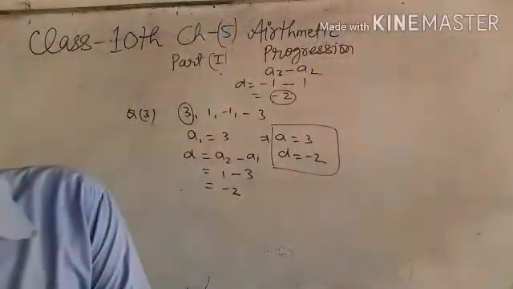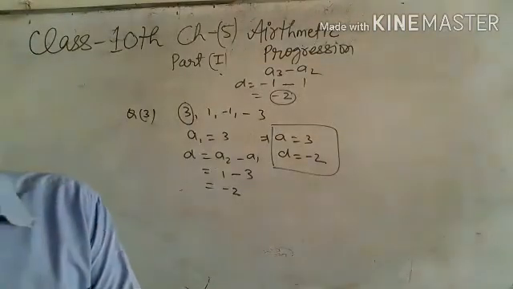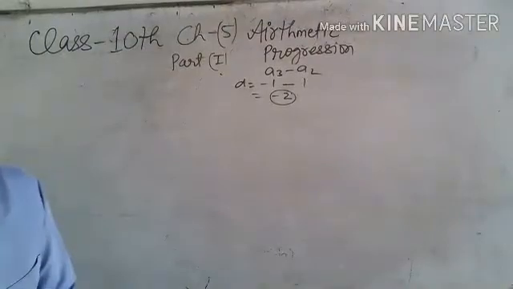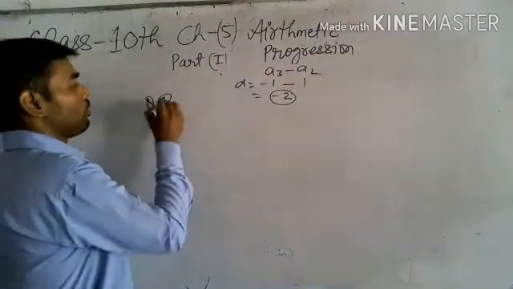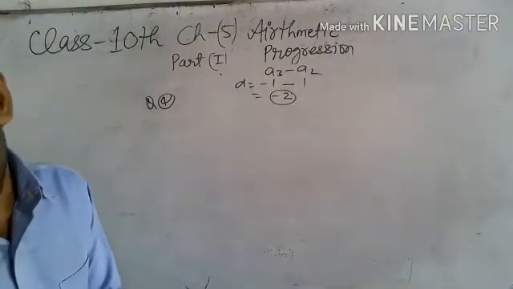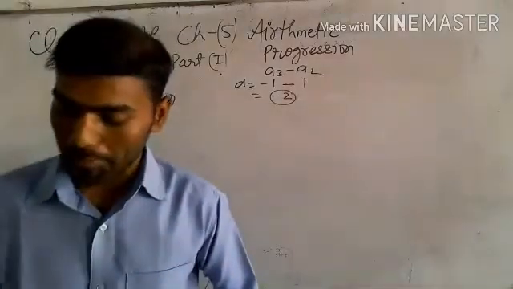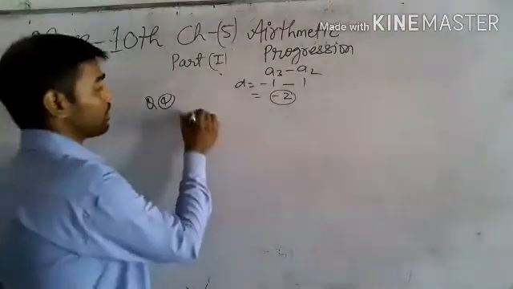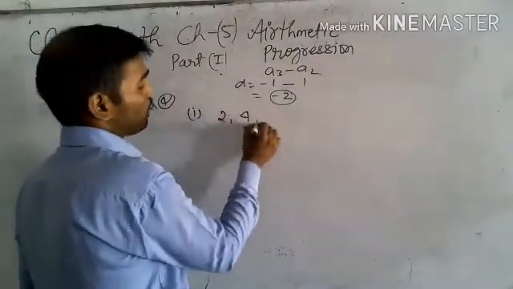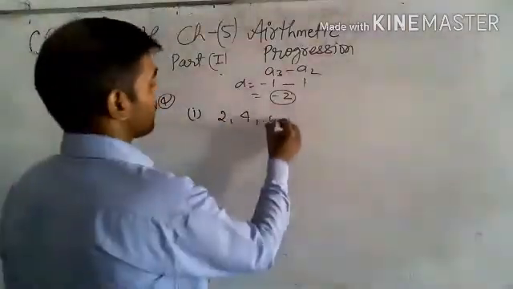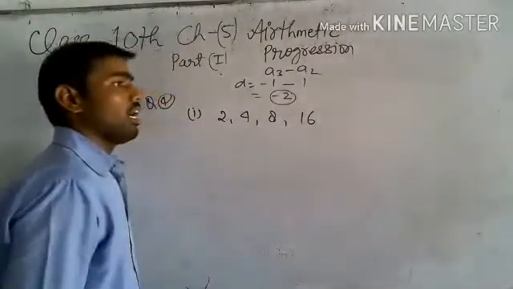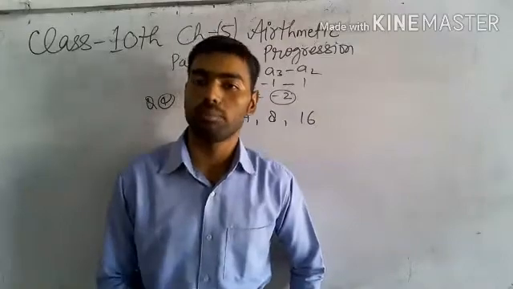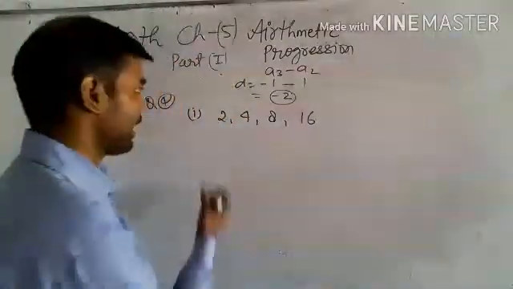Now we move on to question number 4. The question is: which of the following are APs? If they form an AP, find the common difference and write 3 more terms. The first series is 2, 4, 8, 16. In an arithmetic progression, the difference between two consecutive numbers is always the same. So we check the difference.